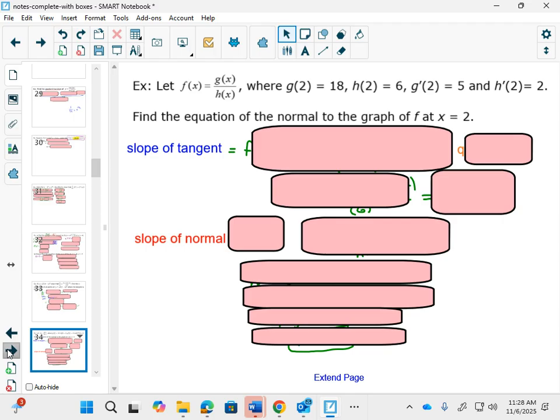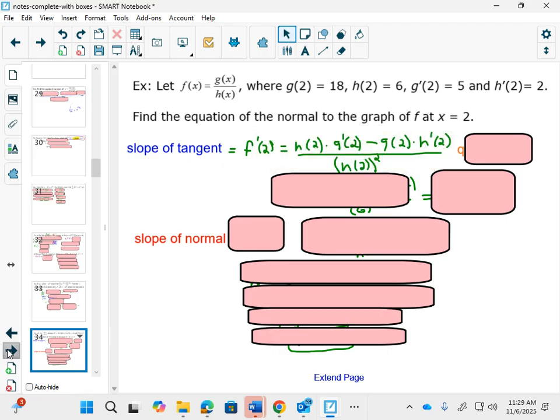So if we want an equation of a normal line, we would need a slope and a point. To find the slope of a normal, we need the slope of a tangent, which is the derivative. So first of all, we're going to find the derivative, and our derivative is a quotient, so it's the quotient rule. Keep the bottom the same, derivative of the top, then keep the top the same, derivative of the bottom, over the bottom squared.